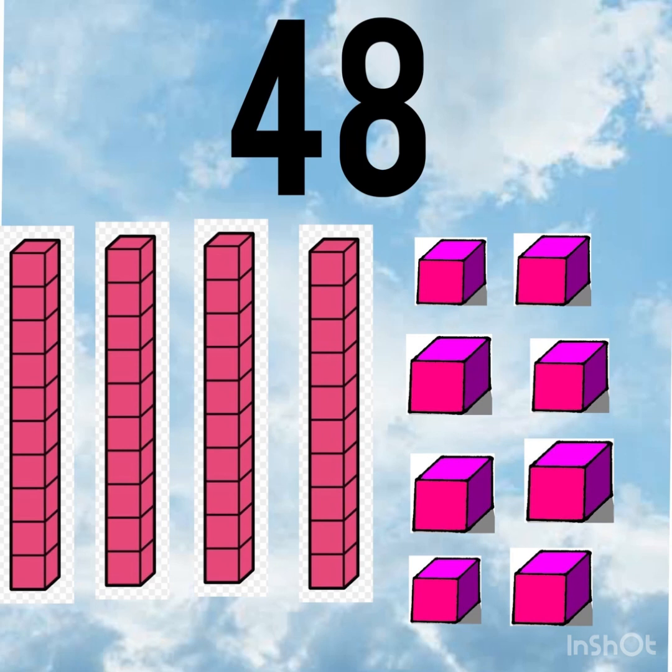Now this is number 48. 4, 8, 48. Now when we represent number 48 with the help of tens and ones blocks, you can see 4 tens blocks and 8 ones blocks. Now can you tell me how many tens blocks can you see here? 1, 2, 3, 4. 4 tens blocks. And how many ones blocks can you see here? 1, 2, 3, 4, 5, 6, 7, 8. 8 ones blocks makes the number 48.